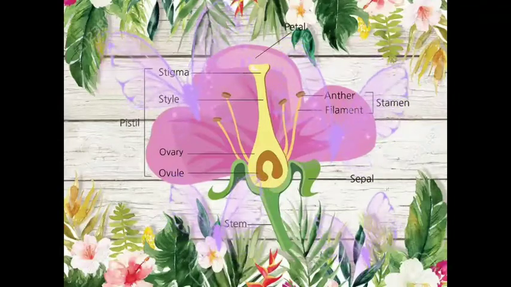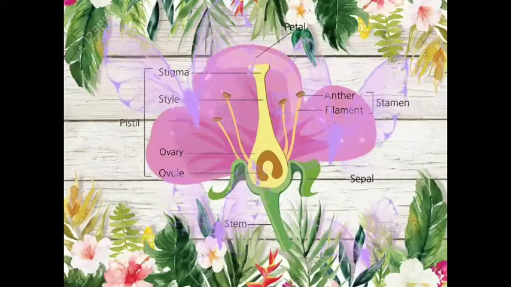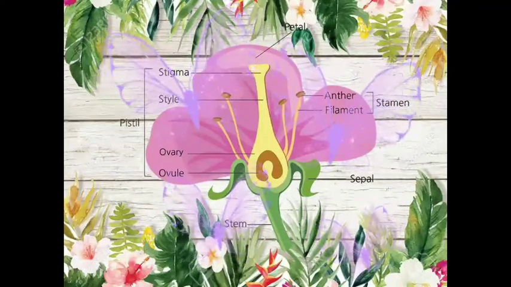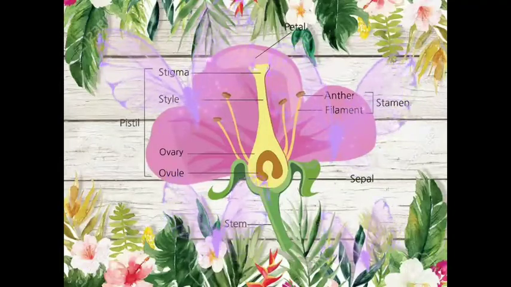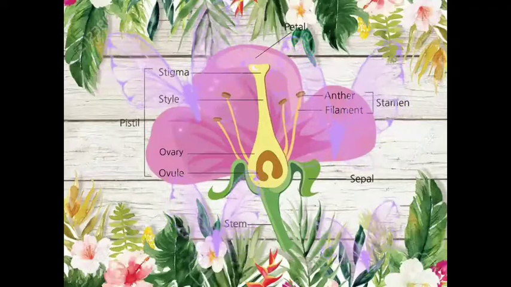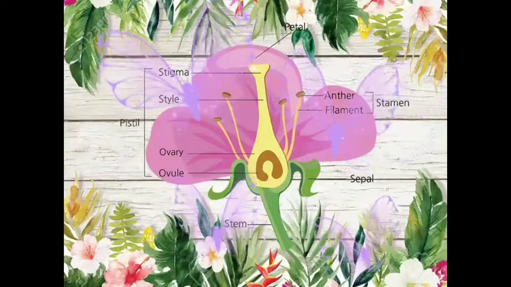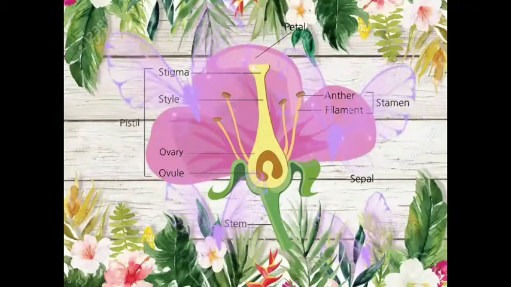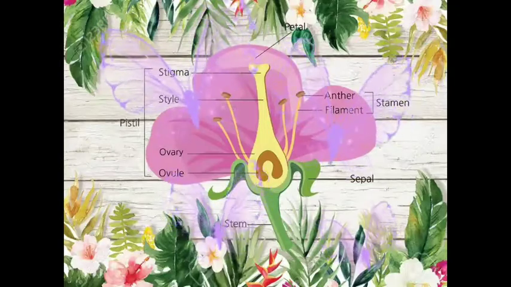Anther is at the tip of the filament. It contains pollen grains. The pollen grains contain male reproductive cells. What is a cell? Of course, a cell is the basic unit of a living thing. And then the filament. The filament is a thin stalk which holds up the anther. Okay, those are the male reproductive organs of the flower.